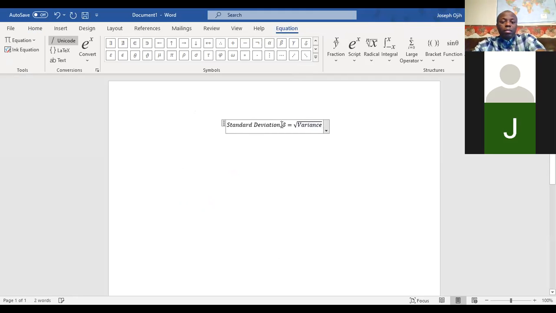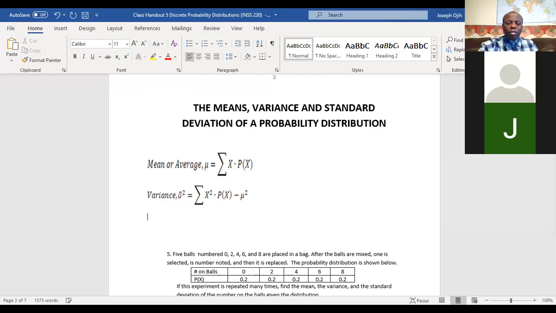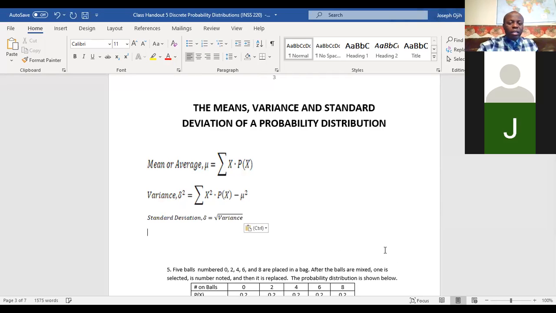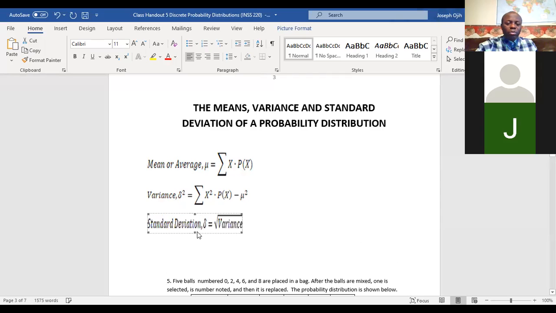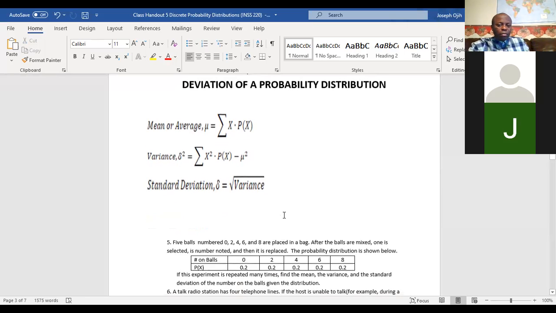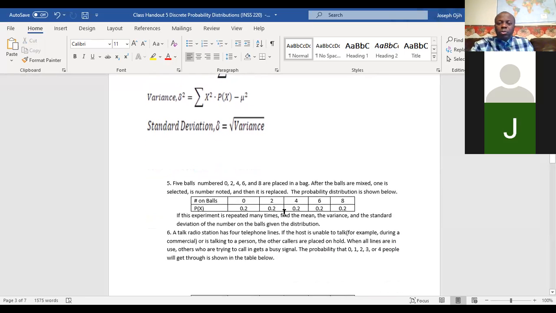Okay. Let's apply this. I always like to use an application problem to solve this. So as you can see, you know how to get the values, and at the same time, know how they can be applied to real life situations. That's why I like to use application problems to solve this.